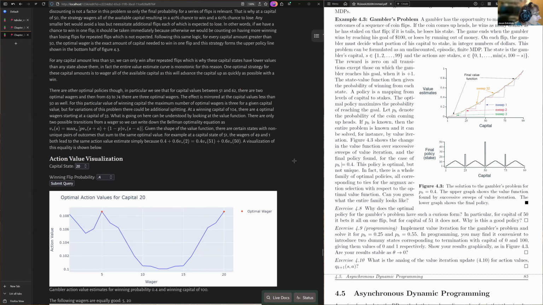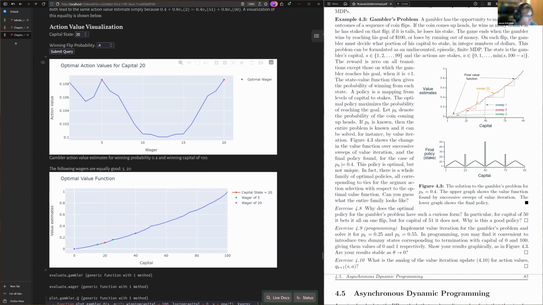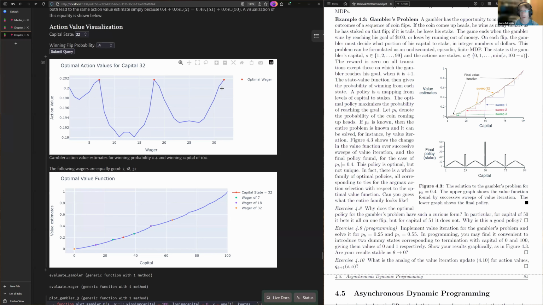If I change the capital value, let's say to 32, let's try. Then we get a curve like this. And now we see there are 3 actions that are equally optimal. On this curve, I'm putting the values here. You can see one of them is a wager of 18, and that actually brings us to a value of 50. And then on the downside, we have 14.